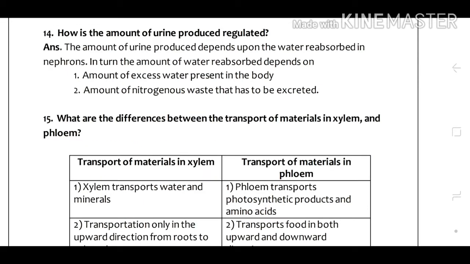Question number 14. How is the amount of urine produced regulated? Answer. The amount of urine produced depends upon the water reabsorbed in the nephrons. In turn, the amount of water reabsorbed depends on, one, the amount of excess water present in the body, and two, the nitrogenous waste that has to be excreted.